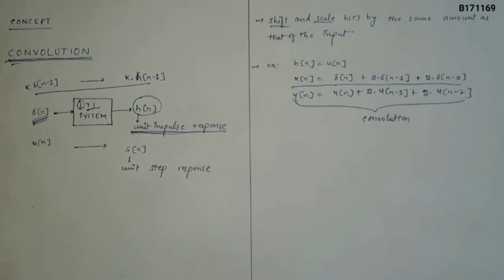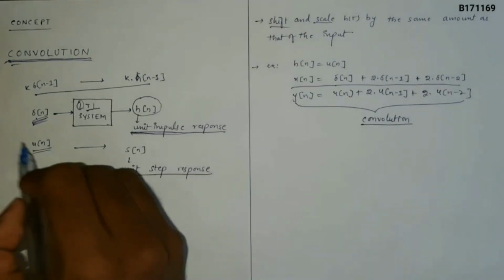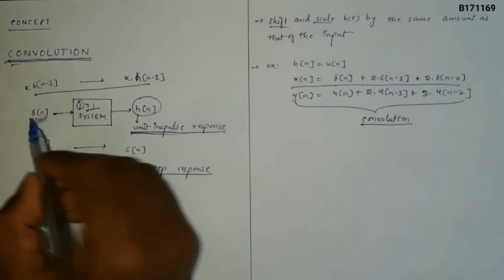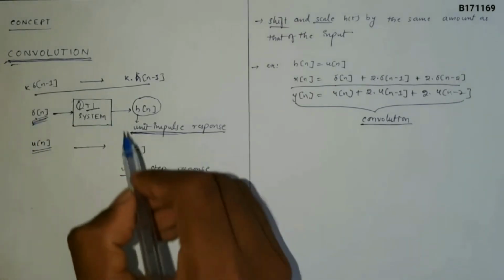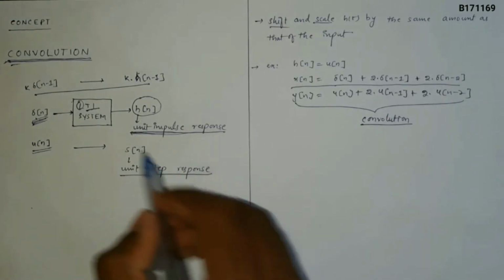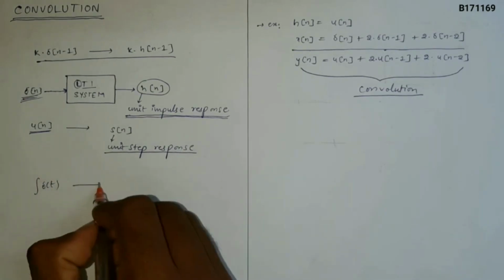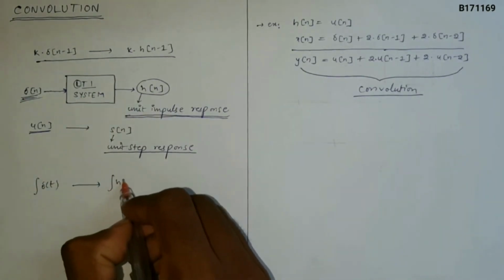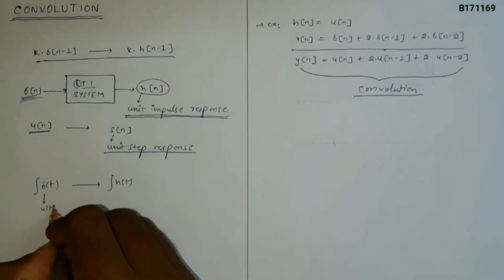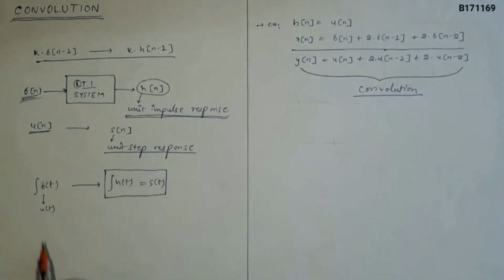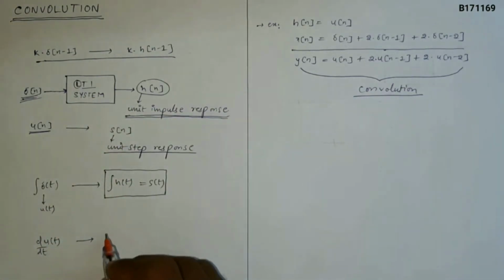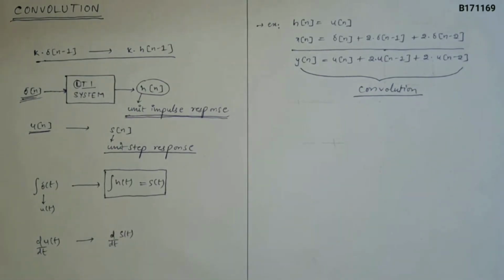The process we use to derive the output is called convolution. Sometimes we use u of n instead of del of n, and the output produced by this LTI system is called the unit step response. It is denoted by s of n. If the input del of t is integrated, then the output of this LTI system is also integrated. As you all know, this is u of t, therefore this should be s of t. If the input u of t is differentiated, then the output of this system is also differentiated. As you all know, this is del of t, therefore this should be h of t.